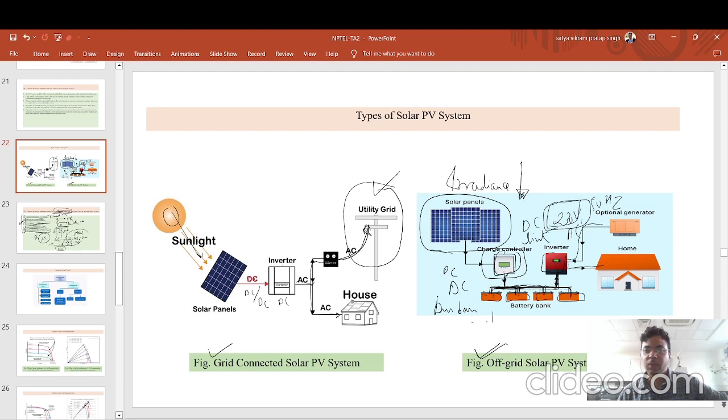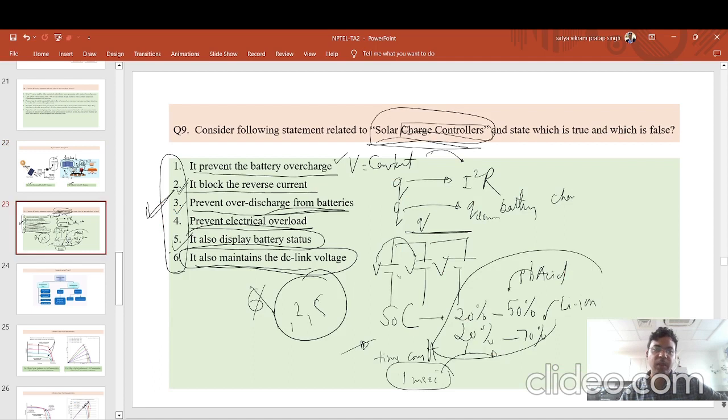So for maintaining this DC link voltage, the battery power is delivered to the DC link, so that it can maintain the voltage required to generate 230 volt. That is also required from this solar charge controller, to maintain the DC link voltage for generation of exact 230 volt and 50 hertz supply from this DC system.